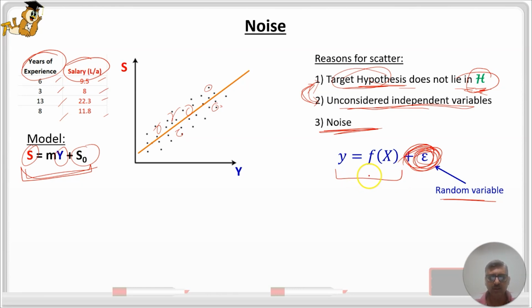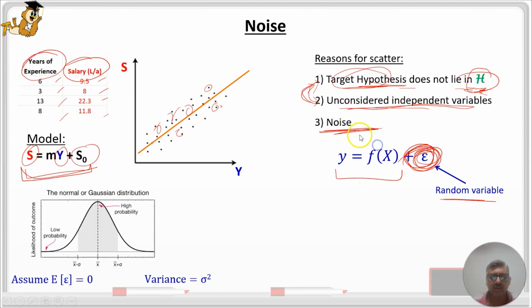Now, in practice, the noise appearing in natural phenomena typically has a Gaussian or normal distribution. So there is an x bar, which is the mean, and then there is a standard deviation sigma, and the variance is sigma square. You all know this. We are going to assume that x bar is 0, without loss of generality. So we are going to assume that the expected value of epsilon is 0. The variance is of course sigma square.